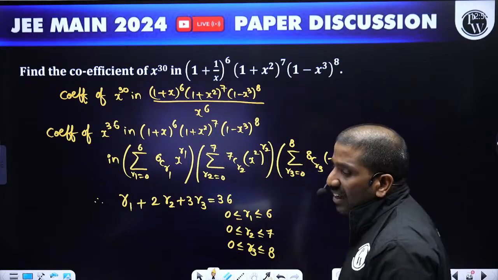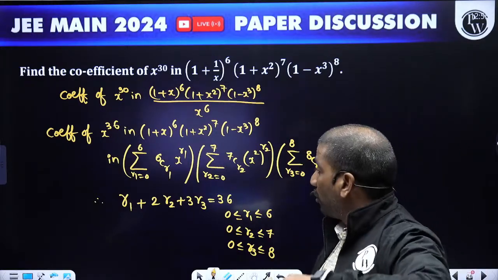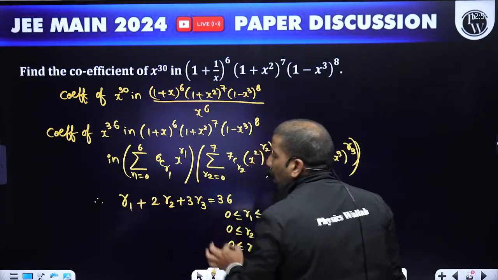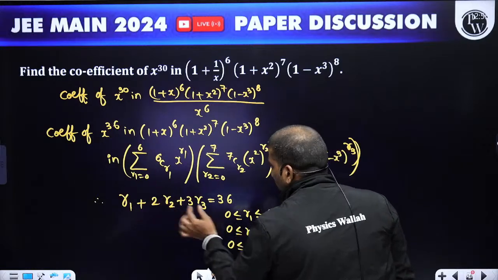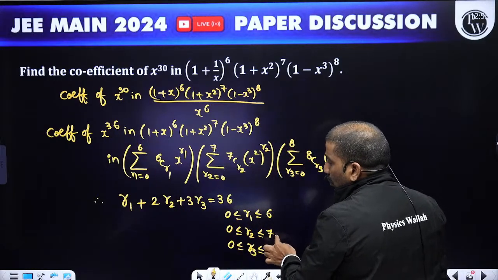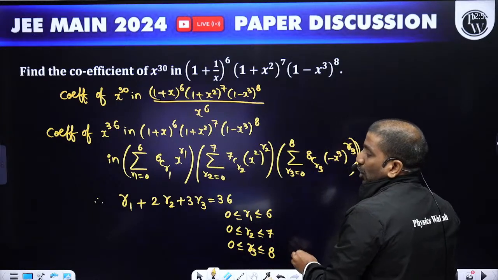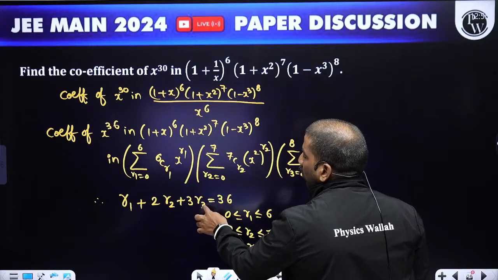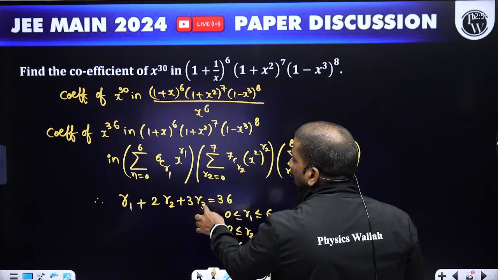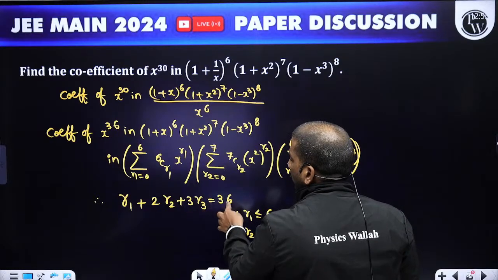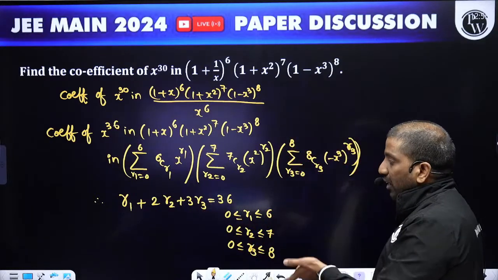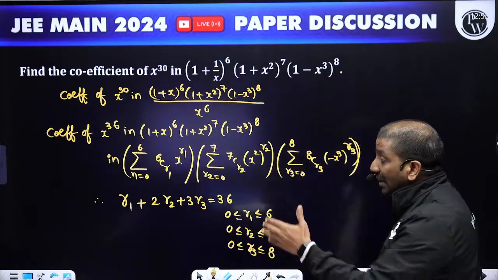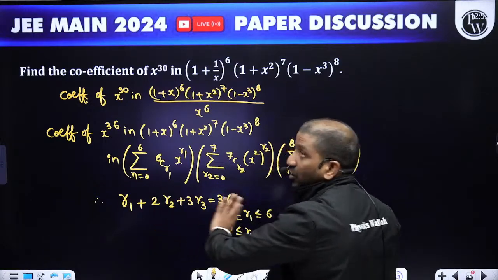But logically, once you observe, what is the maximum value of R1 plus 2R2? Maximum value of R1 plus 2R2 is 6 plus 14, which is 20. So when it is 20, then only it is possible. So R3 is equal to, if you give 5, what would happen? R3 is equal to 5 gives 15. So 35 minus 15, 35 minus 15 is equal to 21. No. So even till R3 is equal to 5, it is not satisfied by any such value.